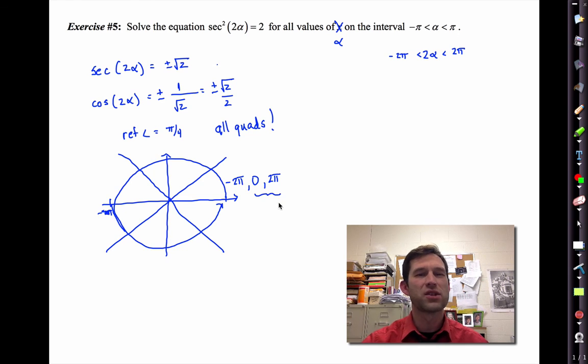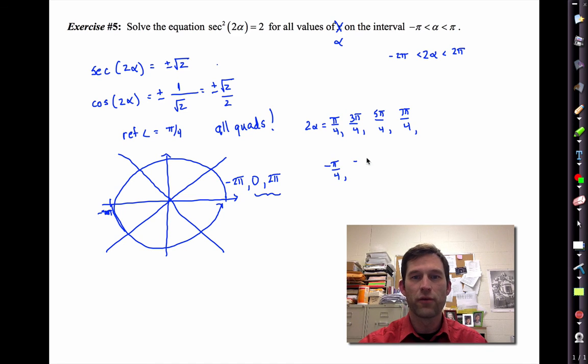Why don't we concentrate on the ones that are between 0 and 2 pi just first? Now remember, that's what 2 alpha is going to be. So let me put it here. Well, we're going to get pi over 4, 3 pi over 4, 5 pi over 4, and 7 pi over 4. Now, let's also think about the ones that we get from negative 2 pi to 0. It's okay to travel this way, by the way. And the nice thing about that is that we would very quickly understand that we're going to get negative pi over 4, negative 3 pi over 4, negative 5 pi over 4, and negative 7 pi over 4.